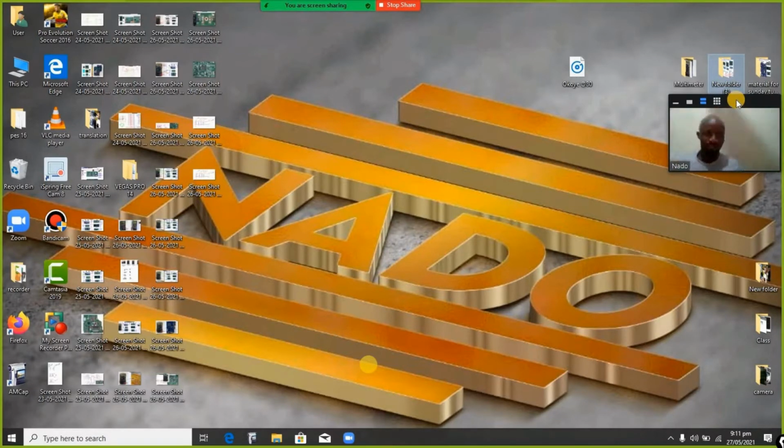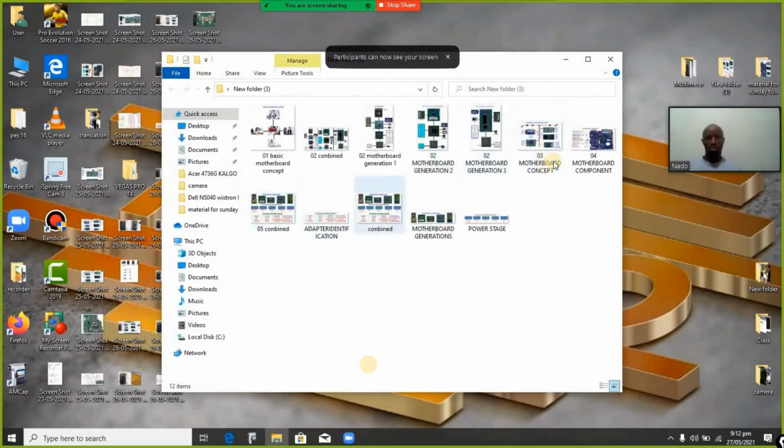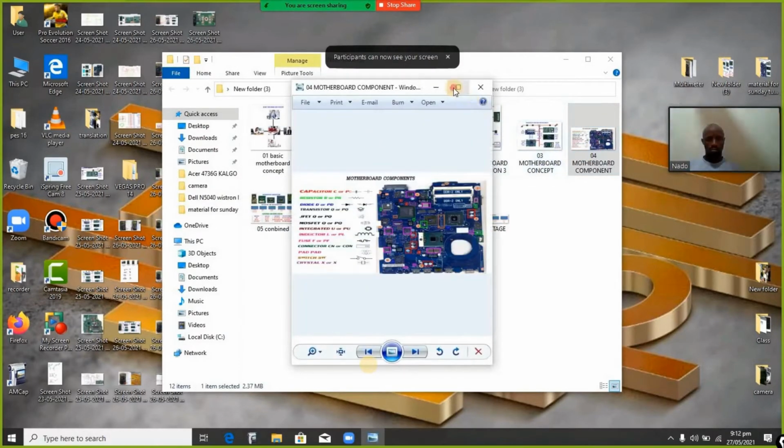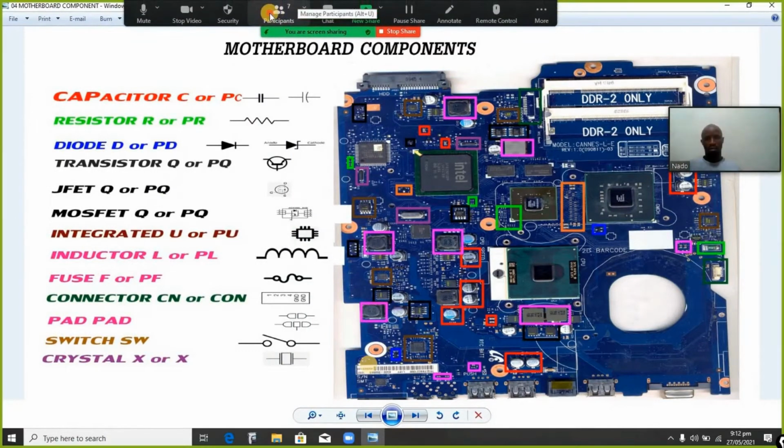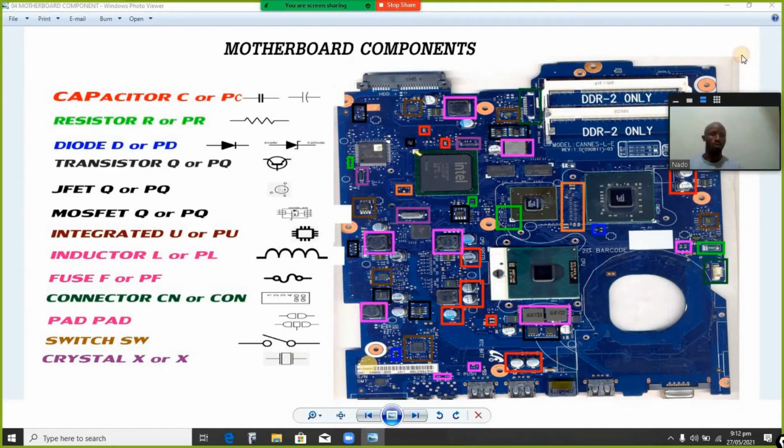So the class we are going to do today is about motherboard components. I mean the components you have on the motherboard. So today's class is all about motherboard components.